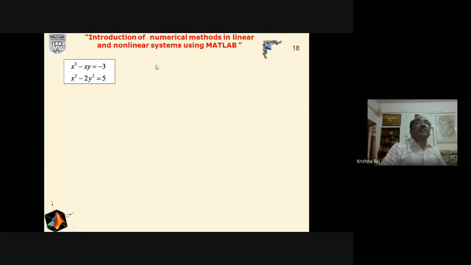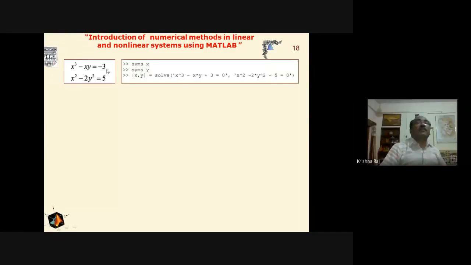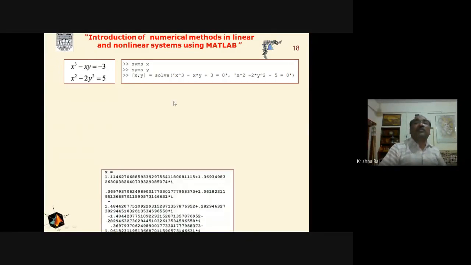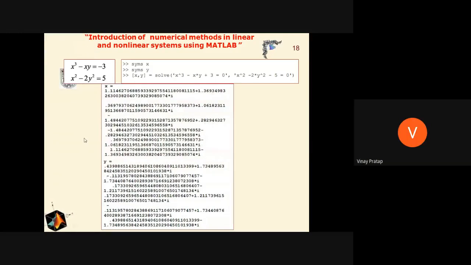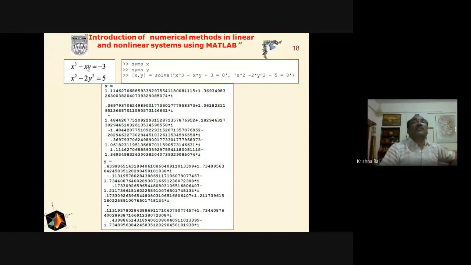Now if the equation is something like this, x cubed minus xy equal to minus 3, and this one, then again we have to describe the x and y, and we will solve, and we will get here the result. Now see the result here for the x and y. Here we have just increased the complexity of the non-linearity. It is a non-linear but static system. It is not a dynamic system. We are just increasing the power of the parameters, but again it is non-linear, but it has no memory.